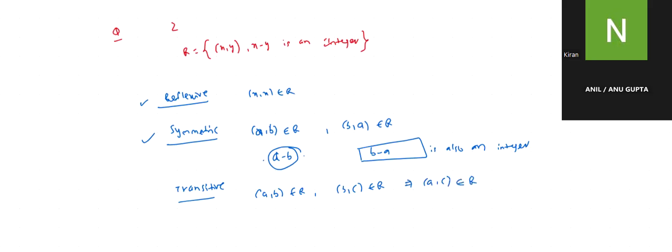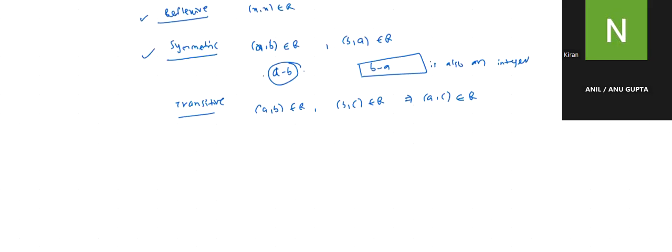But how do you write it in the exam? Basically, a minus b is an integer here, and b minus c is also an integer. When you add these two, what will happen? Plus b and minus b will cancel, so a minus c is also an integer. You show this. Clear? It is also transitive.